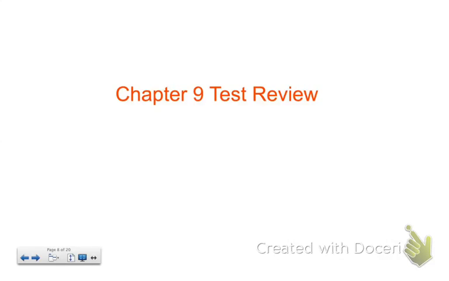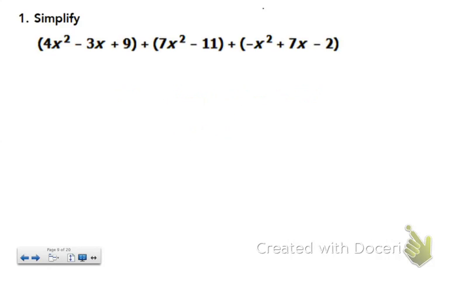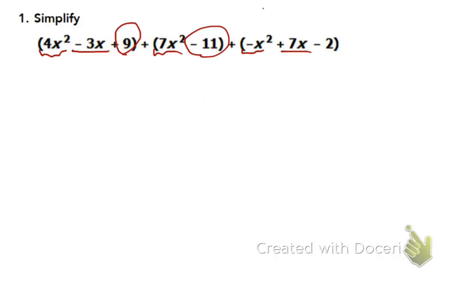This is Chapter 9 Test Review, and this is number 2. Alright, for this first one, notice that we are adding, so that means that we're just combining like terms. So we have the x squared terms, we have the x terms, and then we have the constants.